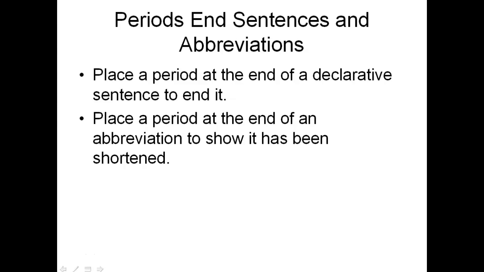So you use a period at the end of a declarative sentence to end it. You'll also use a period at the end of an abbreviation to show that it has been shortened. Let's take a look at some examples.